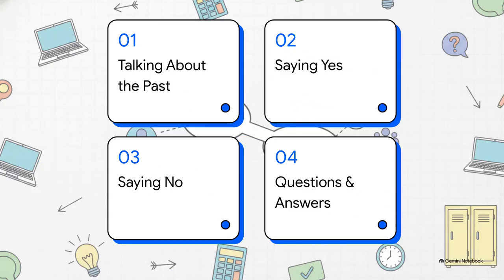Okay, so here's our game plan for today. First, talking about the past. Second, saying yes with was and were. Third, saying no with wasn't and weren't. And finally, we'll wrap up with questions and short answers.